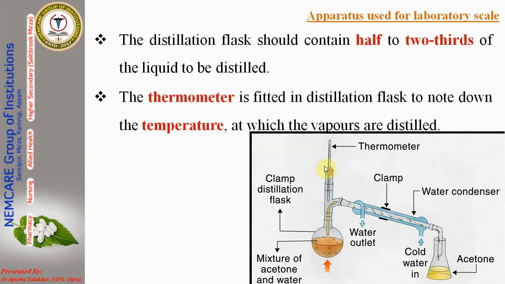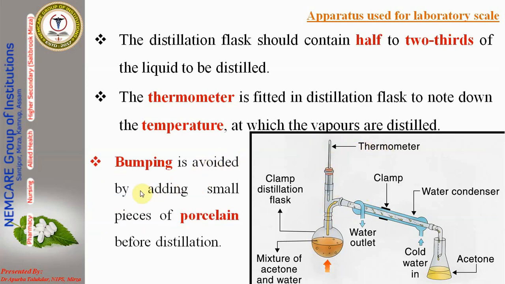The thermometer is fitted to the distillation flask to note down the temperature at which the vapors are distilled. So here we are going to connect a thermometer to the distillation flask, where we are going to measure the temperature when the vapor starts coming from the still and is going to pass to the condenser. So that temperature we are going to note down.